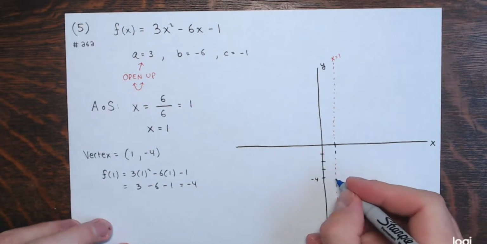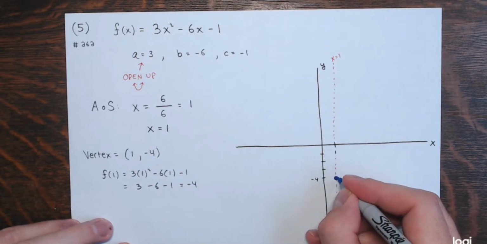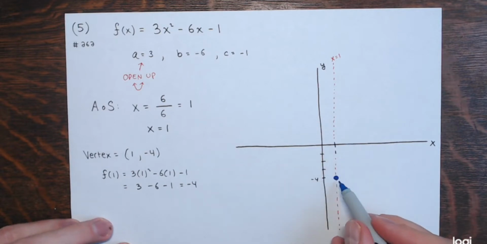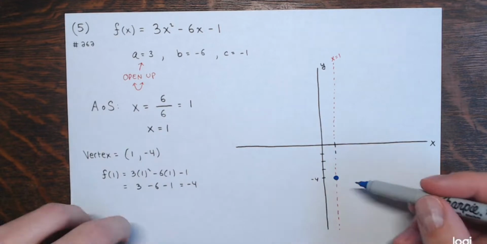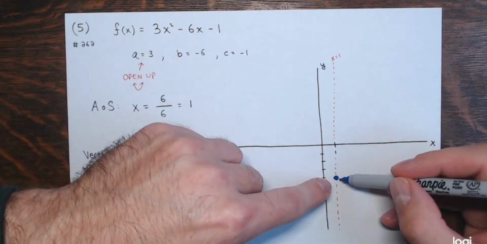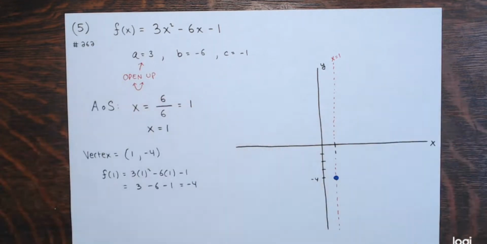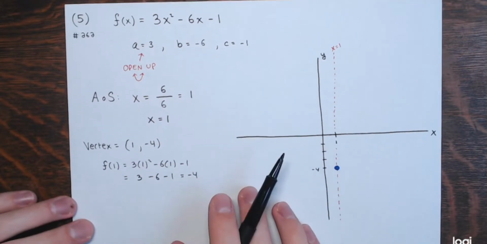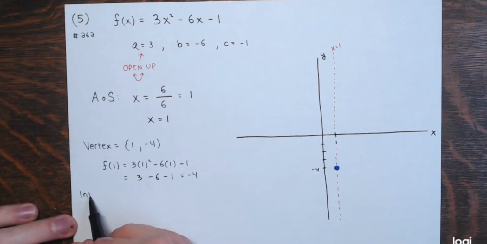So here's the vertex. Now notice the vertex is below the x-axis, and it's going to be opening up. Right, open up. So the graph will hit the x-axis. There will be x-intercepts this time. All right, so now for the intercepts.